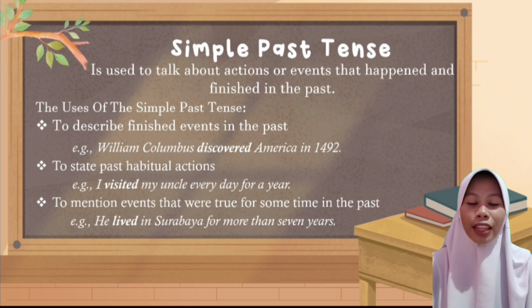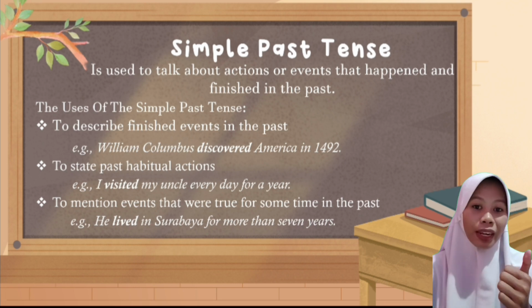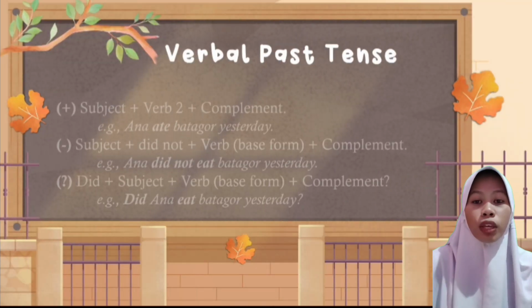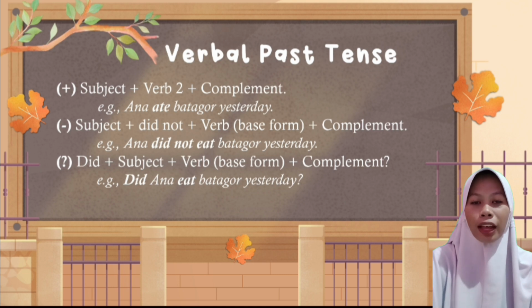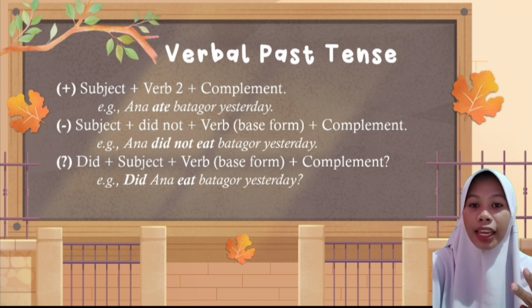Now, let's look at the formula. There are two types of sentences, nominal and verbal. In the verbal past tense, we use the past form of action verbs. Here's the formula. Positive sentence: subject plus verb 2 plus complement. For example, Anna ate batagor yesterday.